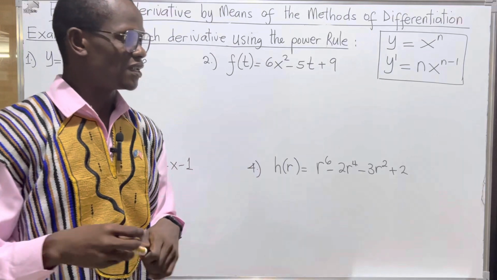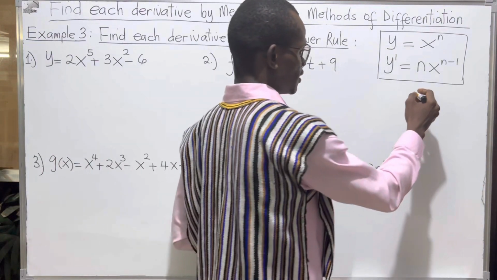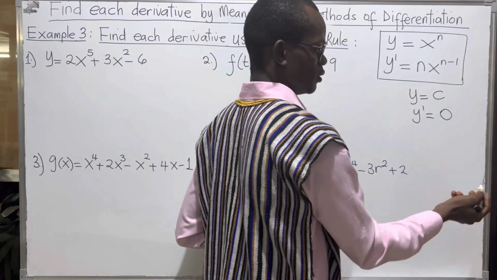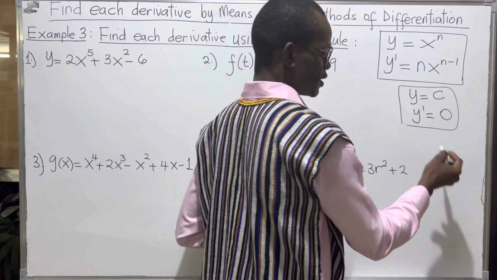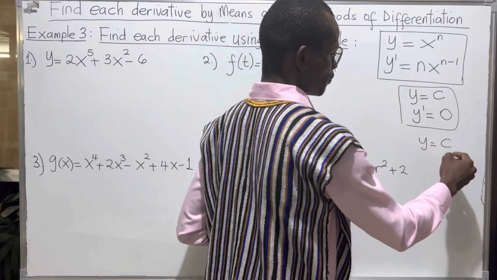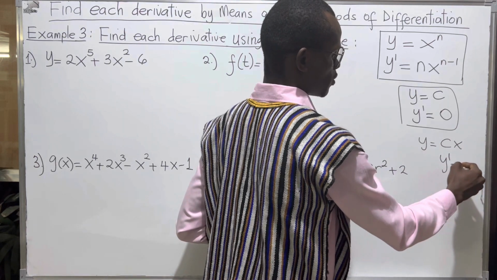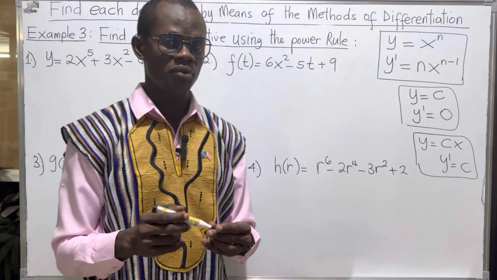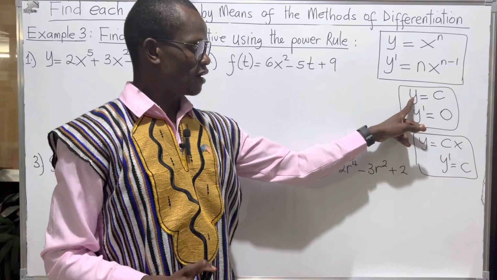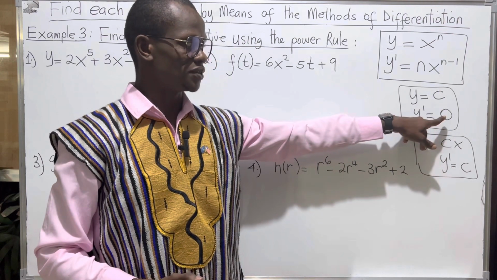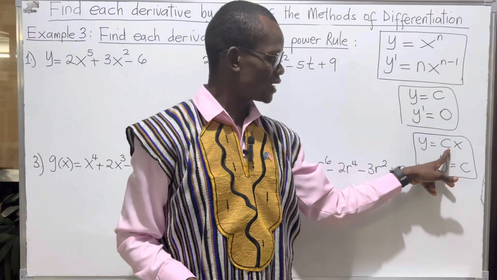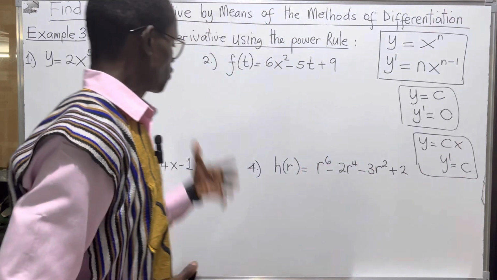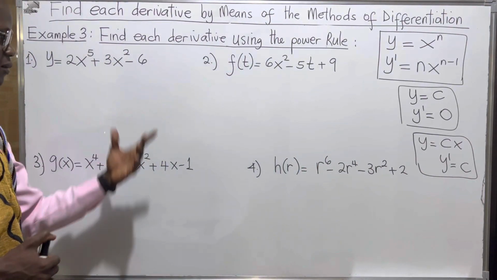Now, bear in mind that we already know that the derivative of a constant, if y equals c, it means y prime is equal to 0. A constant multiplier, if y equals cx, it means y prime is equal to c. So we can recall from our previous problems that when you have a constant, the derivative of that constant is equal to 0. Or when you have a constant times a variable that is raised to the first power, the derivative is just equal to that constant. So in this case now, we want to look at these problems.